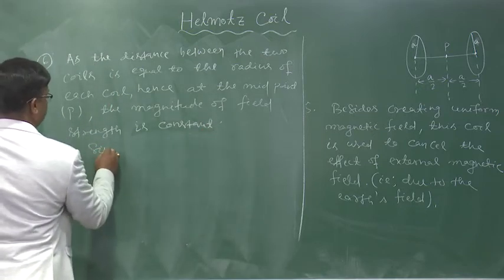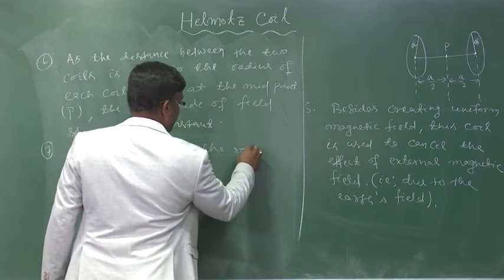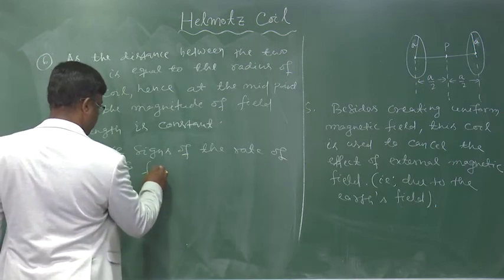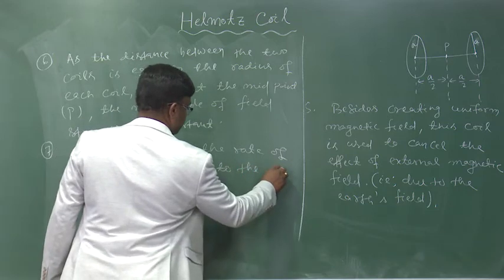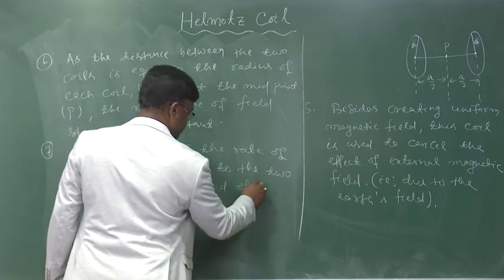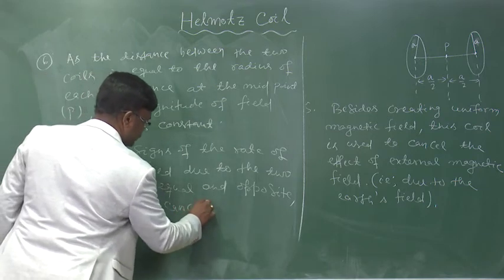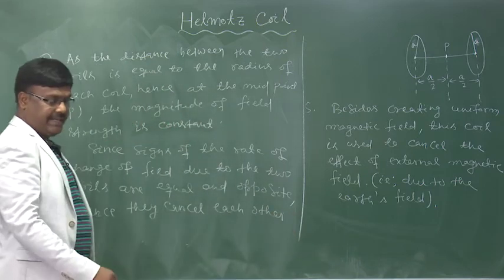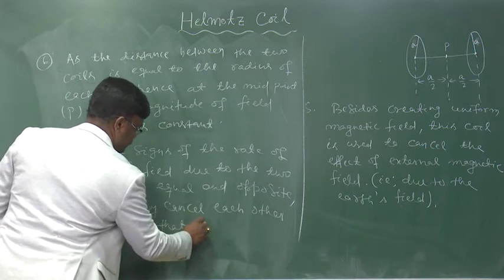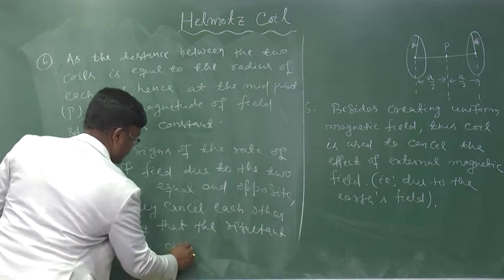Since the signs of the rate of change of field due to the two coils are equal and opposite, they cancel each other, indicating that the resultant field is constant.